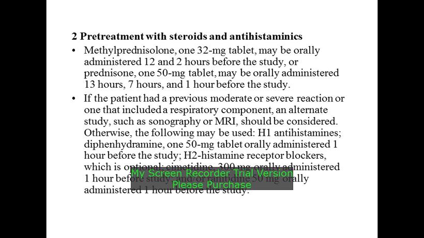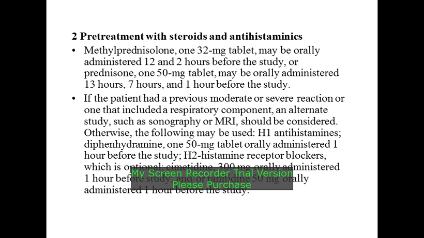Pre-treatment with steroids and antihistamines. Methylprednisolone 32 mg tablet may be orally administered 12 and 2 hours before the study, or prednisolone 50 mg tablet may be orally administered 13 hours, 7 hours, and 1 hour before the study.